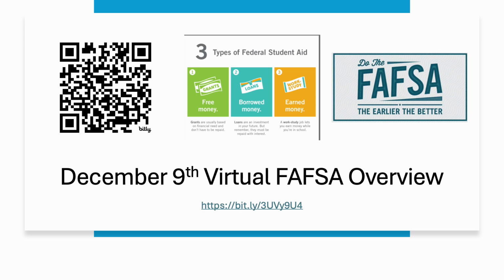How do you get to this? It will be via Teams. The QR code is the join link in addition to the link listed on this slide. Mr. Dunn will also have it in his newsletter, but I just want to give you an overview right now, a little nugget. There are 3 types of aid that you can qualify for through the federal government if you're eligible. Free money, which are grants, borrowed money, which are loans, and earned money, which comes through work study. You won't know if you get any of this funding until you apply.